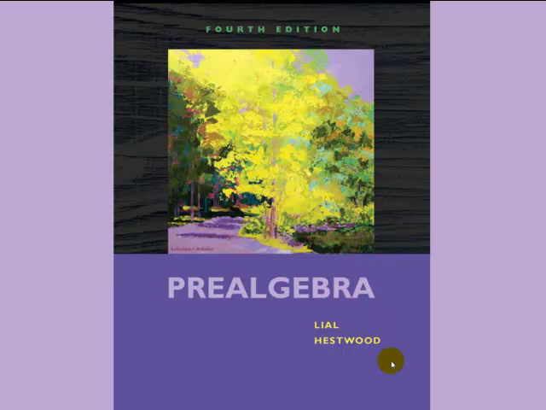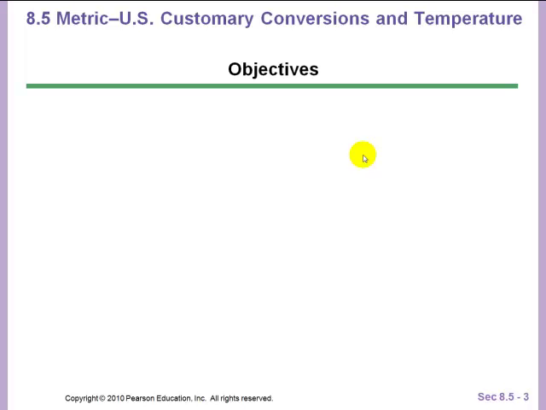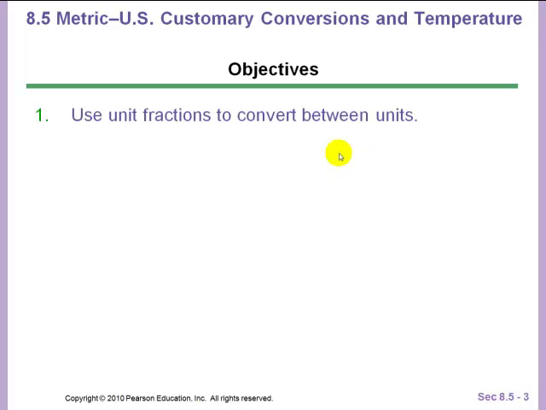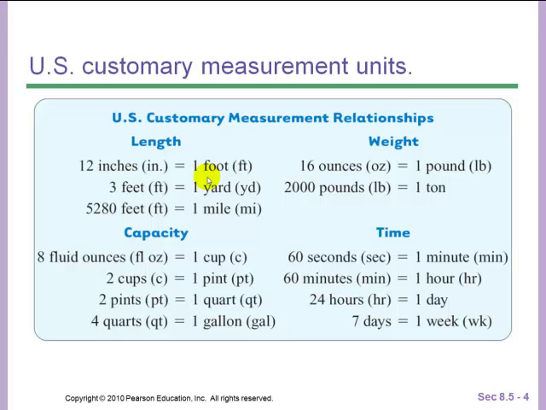Welcome again to Math 800 Pre-Algebra. Today we are doing section 8.5, converting between metric and US customary conversions. Our objectives: 1. To use unit fractions to convert between units, and 2. To use formulas to convert between Celsius and Fahrenheit temperatures.